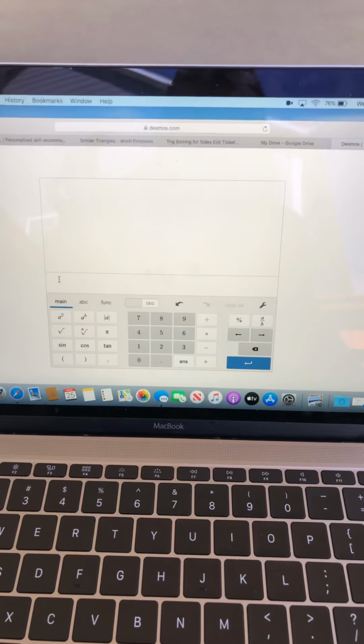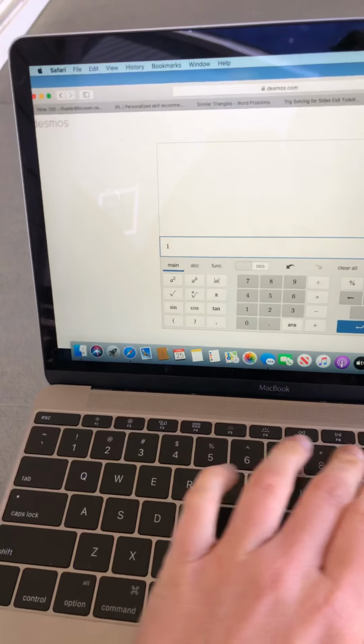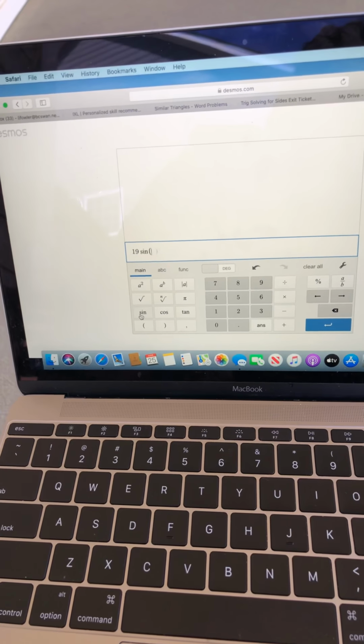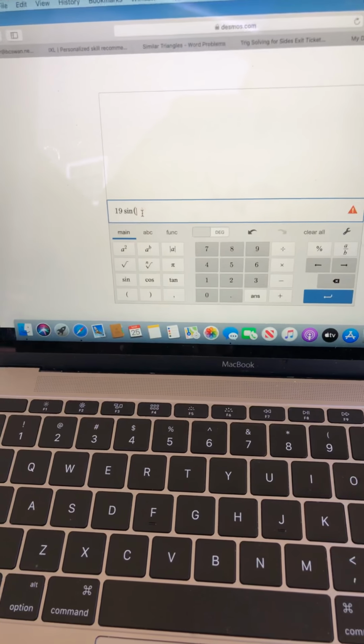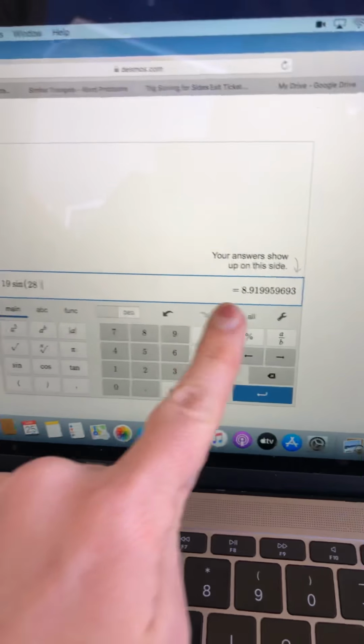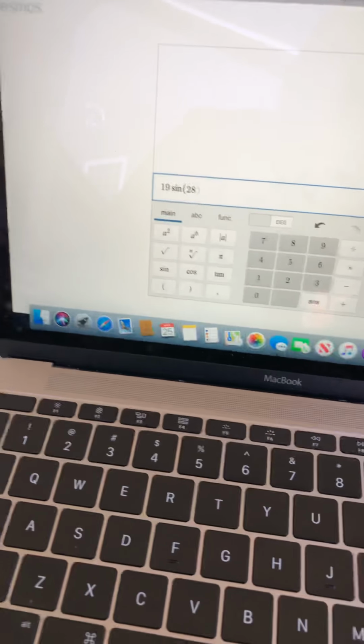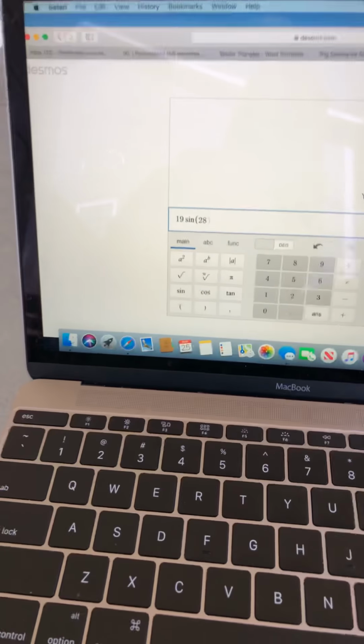Okay, now I'm going to show you how to do it in here. All right, we'll type in that 19. I'll hit the sine button as well, and look how it has this parentheses there. So we're going to write 28 degrees. And your answer shows up right there. It is the exact same thing we saw. So it is just what we were doing. Okay?